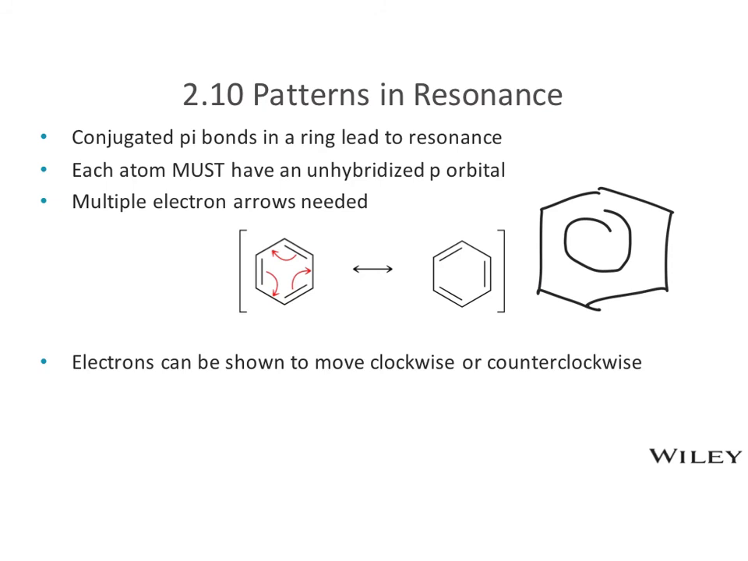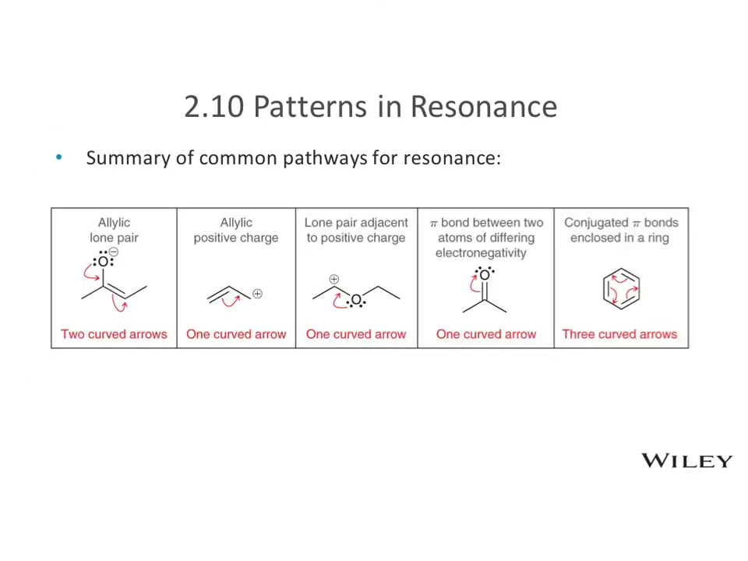Okay? So we have 4 fundamental rules associated with drawing good resonance structures. And then we have our 5 patterns. The 5 patterns are summarized on the second to last slide we're going to talk about today. You'll notice how this nicely articulates the number of arrows you need, so that allylic lone pair, that's a 2-arrow move. Allylic positive charge, lone pair adjacent to a positive charge, pi bond between atoms of different electronegativities. Those are all 1-electron moves, nicely.